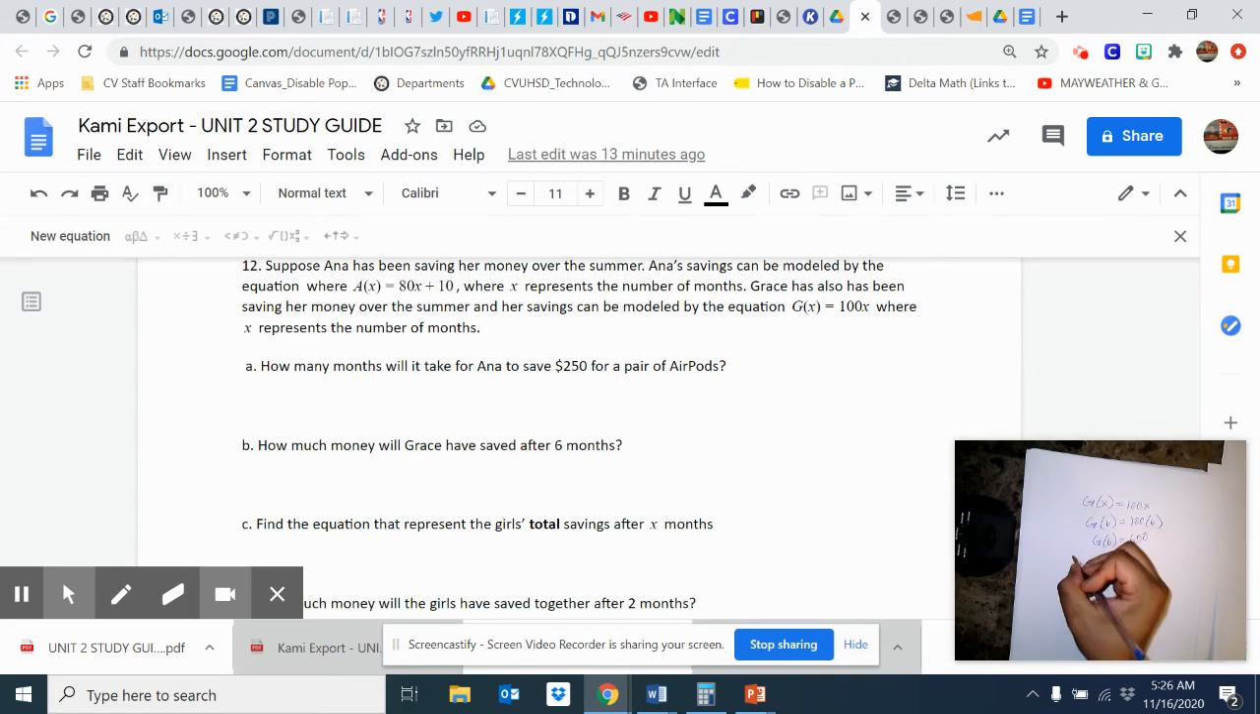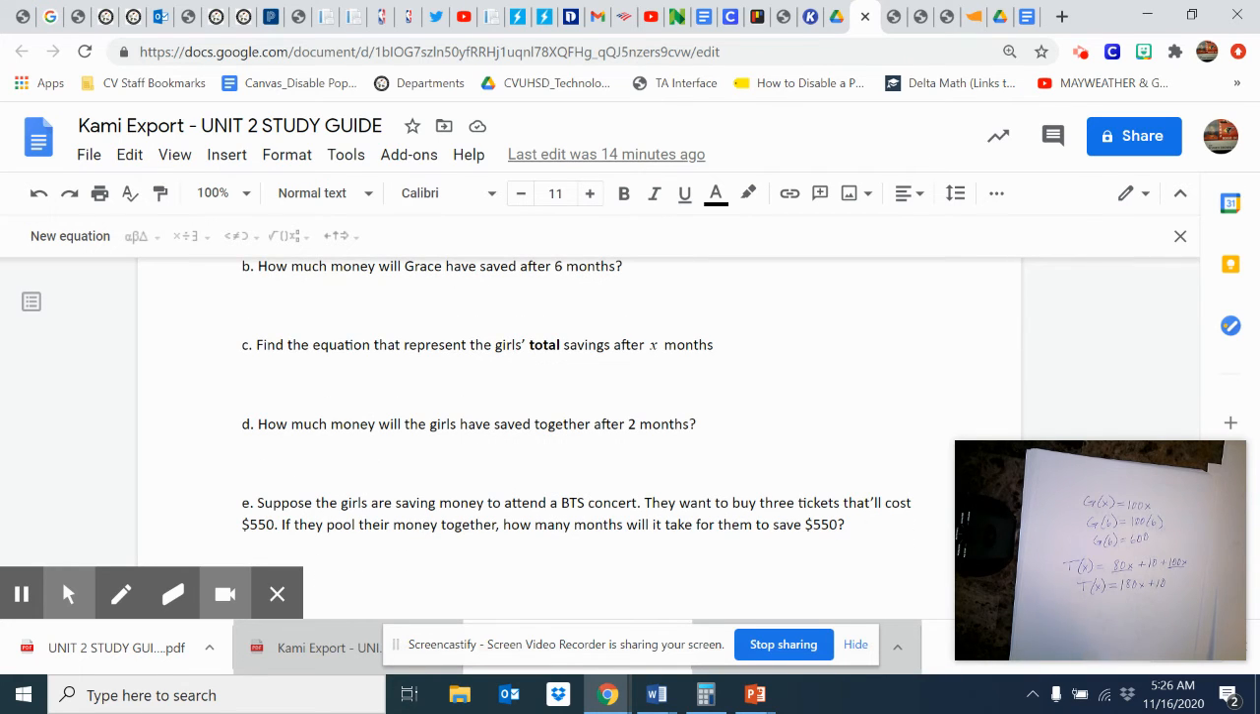Okay, so total savings, T of X, is going to equal Anna's 80X plus 10 plus Grace's, I'm going to say Gina, I don't know why, plus 100X. So we combine like terms, and it's 180X plus 10. Okay, and that's for total.